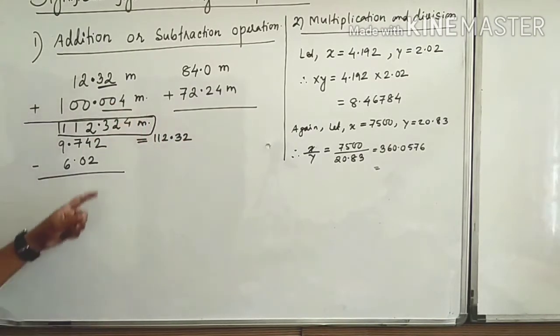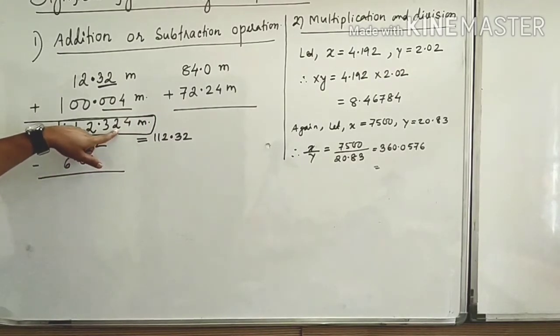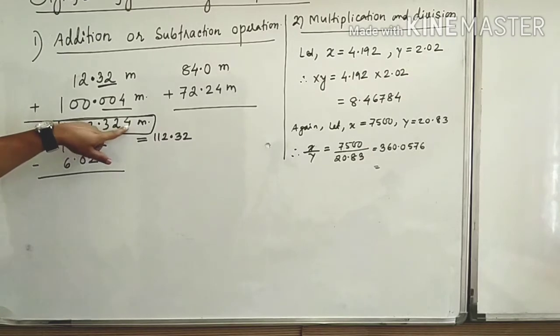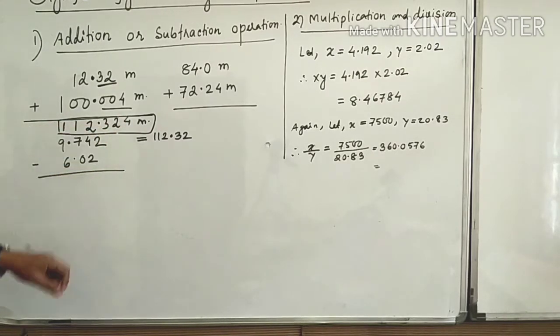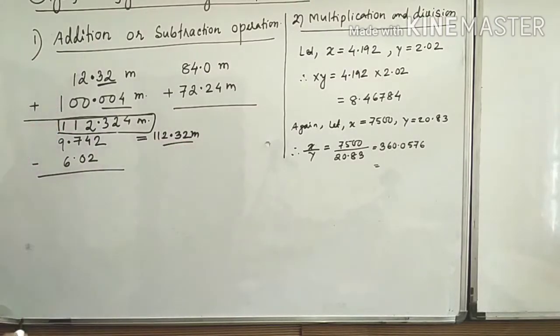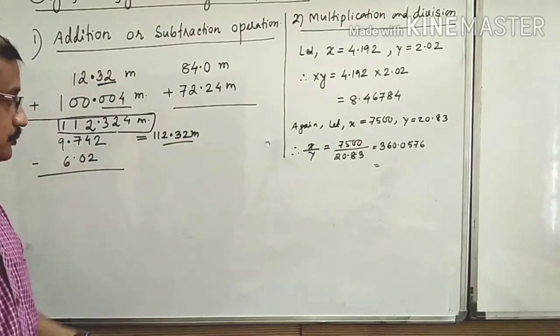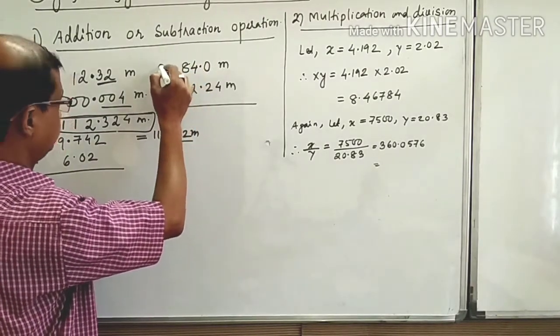112.32 লিখিব পাৰিম হয় না. The digit to be dropped is 4, the preceding digit is 2, so 4 is less than 5, so the preceding digit remains unchanged. So after rounding off you will get 112.32 meter. ঠিক আছে. This is your another example.